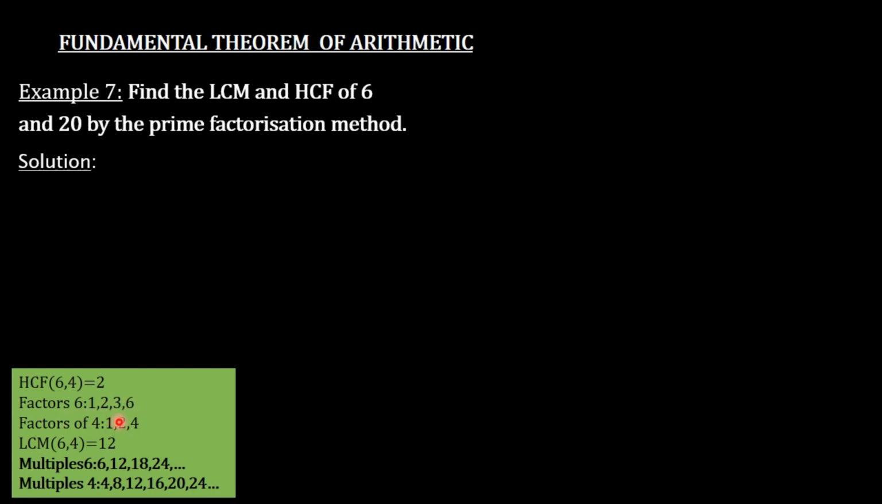That is, 6 divided by 2, we will get remainder 0. 6 divided by 3, we will get remainder 0. Then what are the factors of 4? 1, 2 and 4 are the factors of 4.